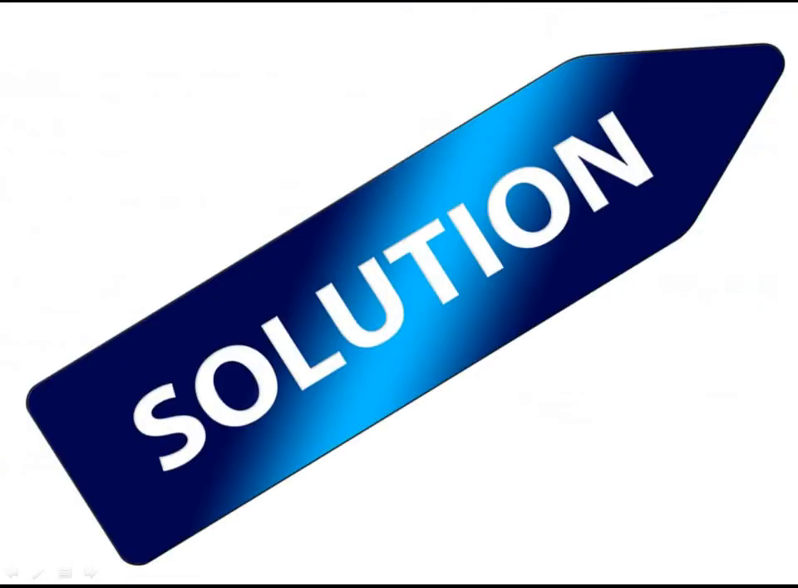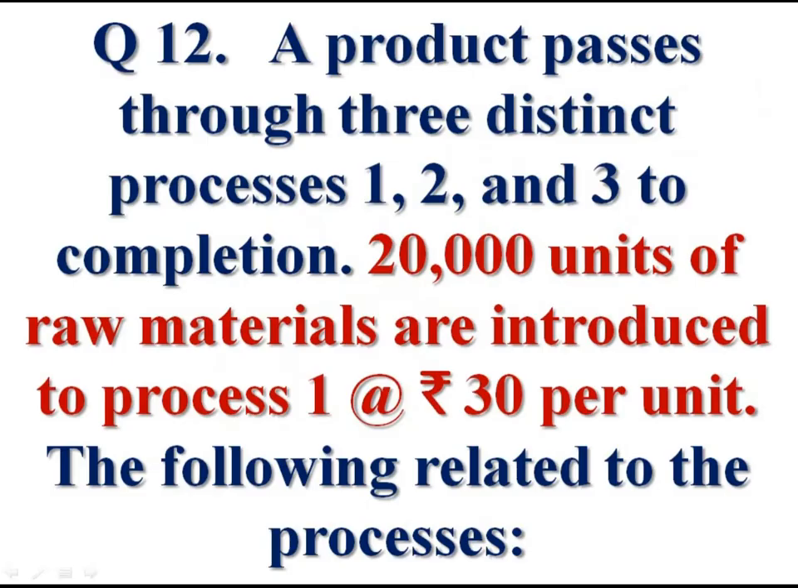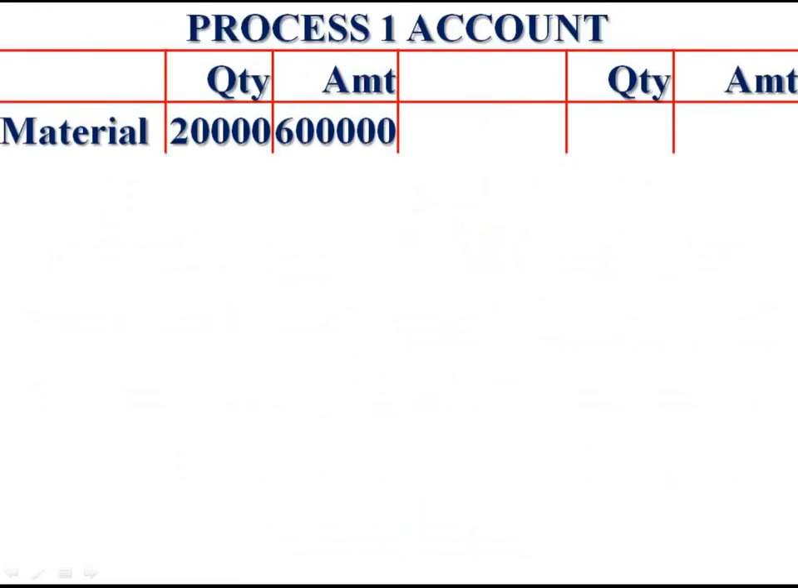We are entering the solution. Draw process 1 account. In the question we are given 20,000 units of raw materials are introduced to process 1 at rupees 30 per unit. It is the material introduced. It is to be debited in the process 1 account. Materials 20,000 units at rupees 30, rupees 6 lakh. Materials quantity 20,000, amount 6 lakh.